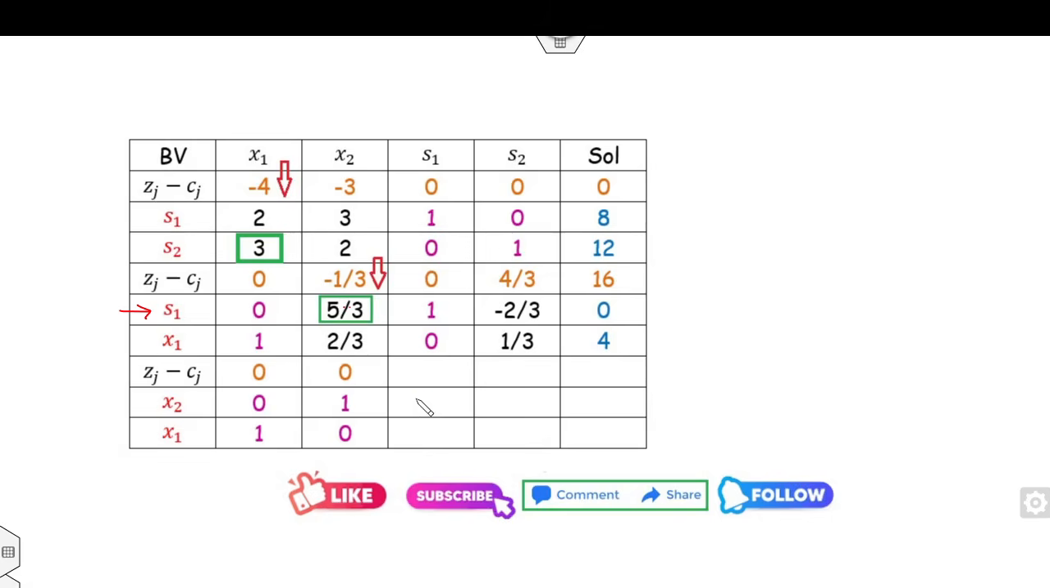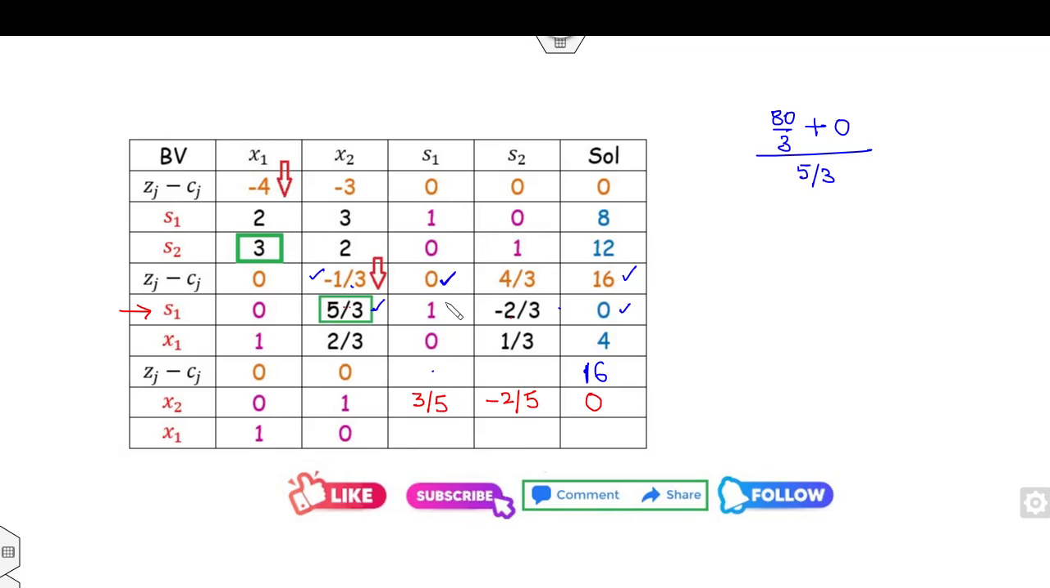So this number will be 3/5. If you divide this element, it's minus 2/5. This element is 0. Now the rest of them you can find by the box rule. If I want to find this position: 16, 5/3, minus 1/3, 0. So start from the box element. So 16 into 5, 80/3, minus plus 0, divided by the box element, 5/3. So that number is 16. You can find this number.